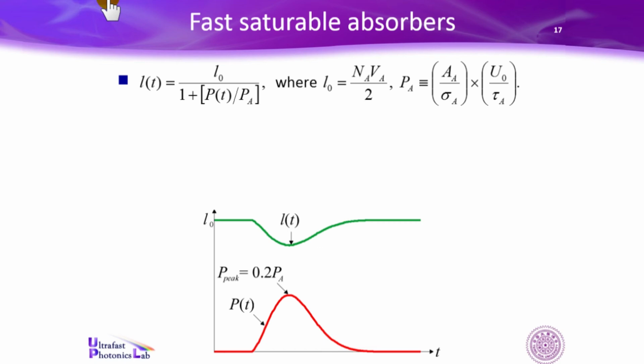A sub A is the beam cross-sectional area in the absorber. Sigma A is the equivalent cross-sectional area of the material, which is a very small number. It describes the intersection area where a photon and the atom can effectively interact with each other. Okay? U0 is the single photon energy. Tau A is the response time of the absorber. Okay, so everything we had before.